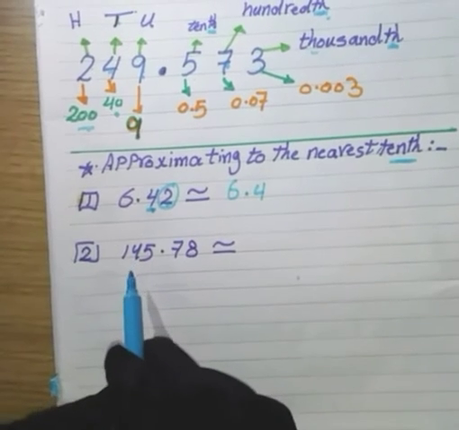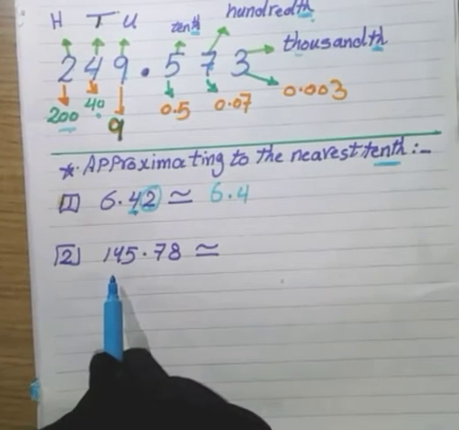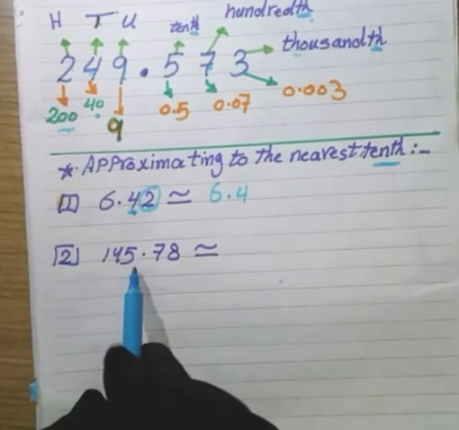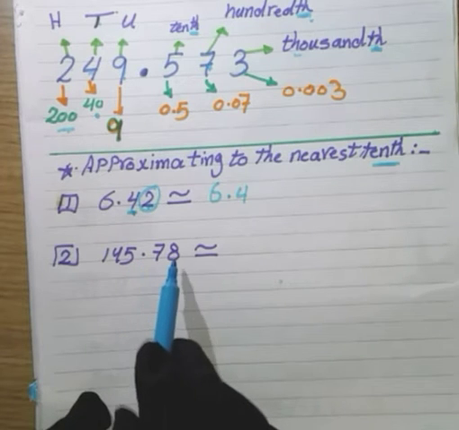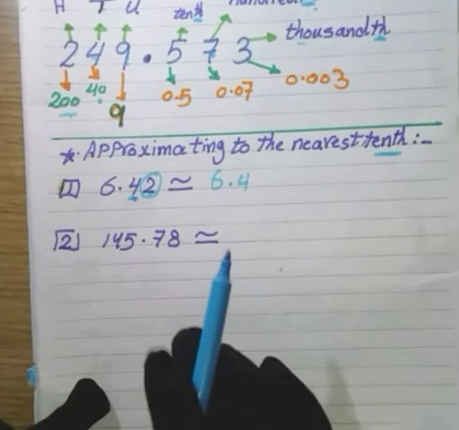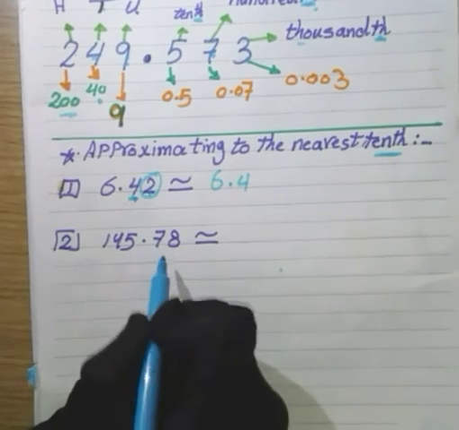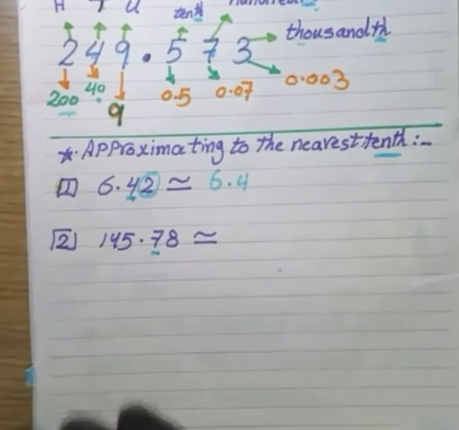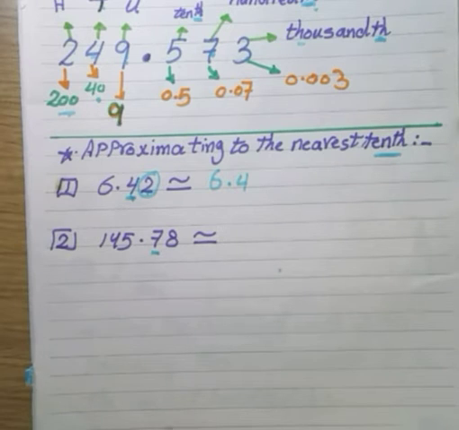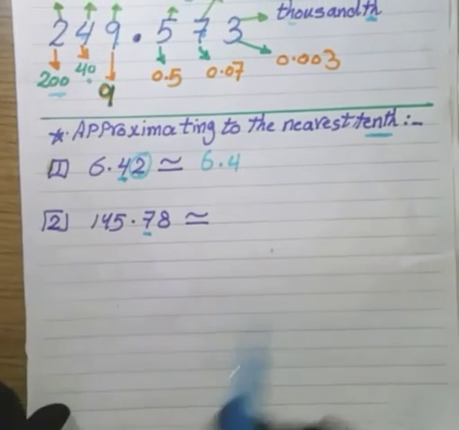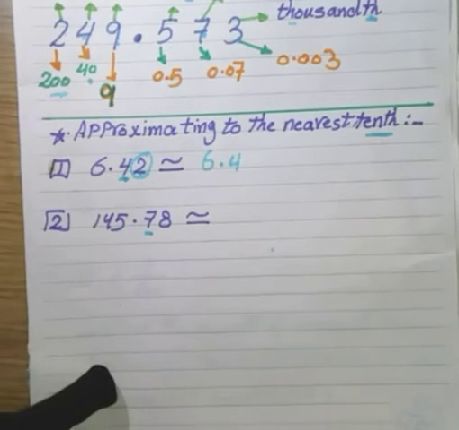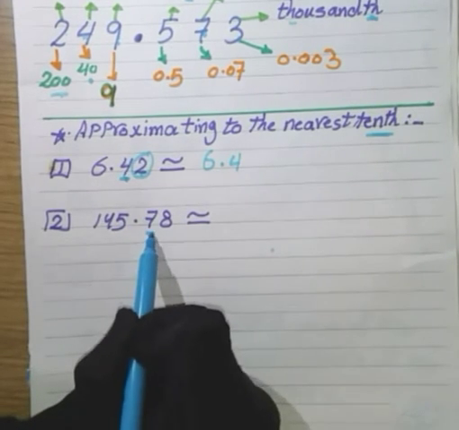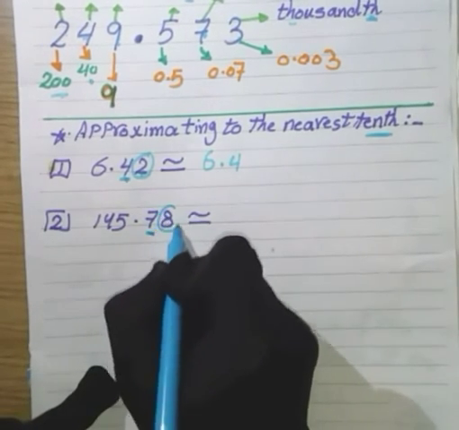I have now 145 and 78. Where is here the 10th place? It's 7. اتفقنا قلنا ان ال 10th على طول it comes after the decimal point. Comes after the decimal point. So underline 7 and circle 8.